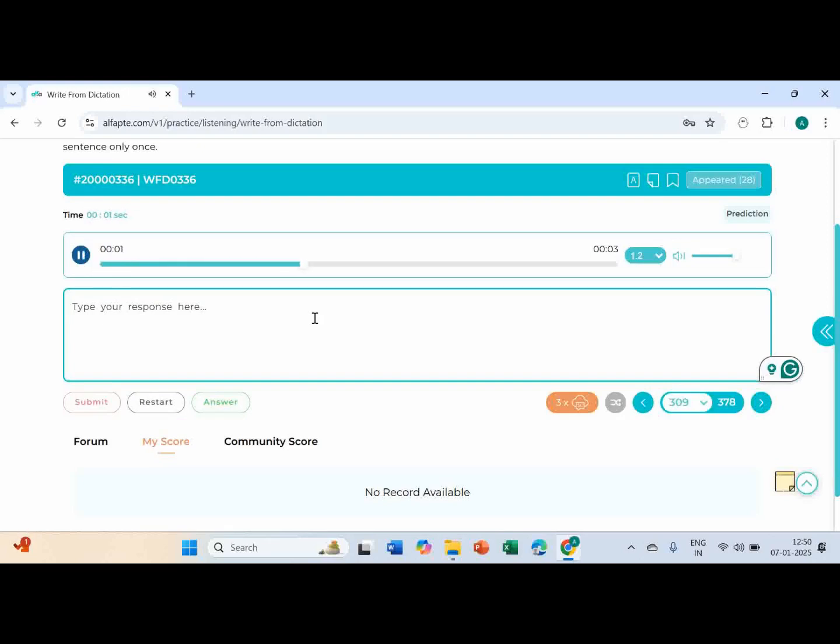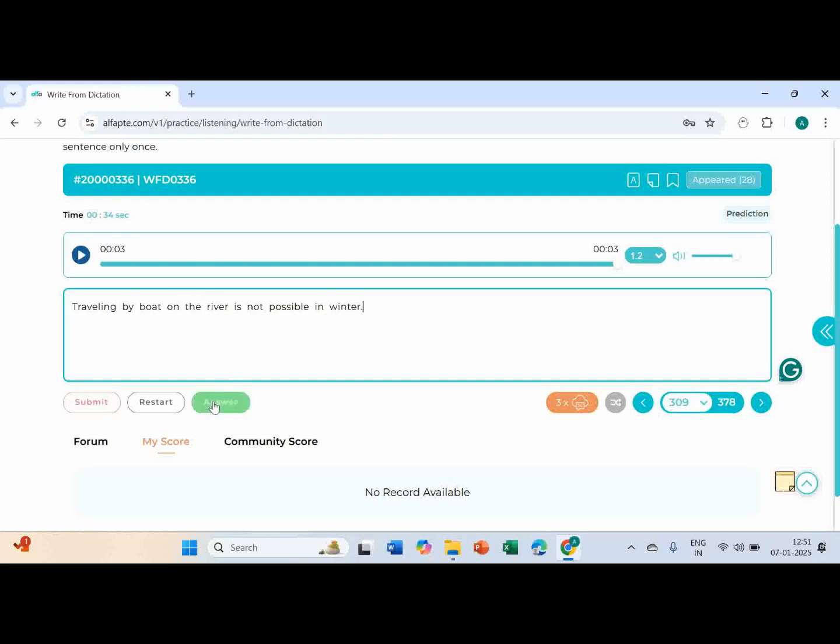Traveling by boat on the river is not possible in winter. So this is the sentence. Traveling by boat on the river is not possible in winter. So if you are confused with on and in, then you can write down both.